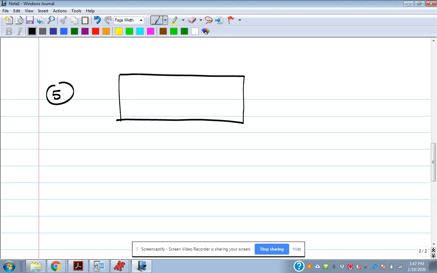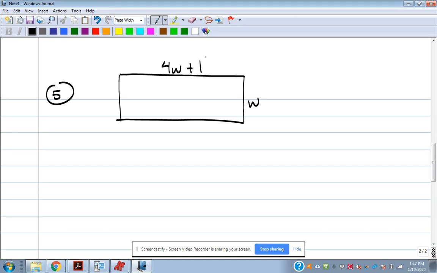So it says the length of the rectangle is 1 more than 4 times its width. So do we know the width? No. So I'm just going to call that W for width, because I don't know that. And then it says the length, which would be the long side, is 1 more than 4 times its width. So how do I write that? Four times what? Well, 4 times the width, right? So 4W plus 1 there. So I'm going to use that same variable.